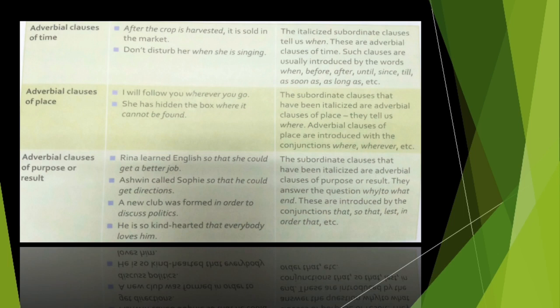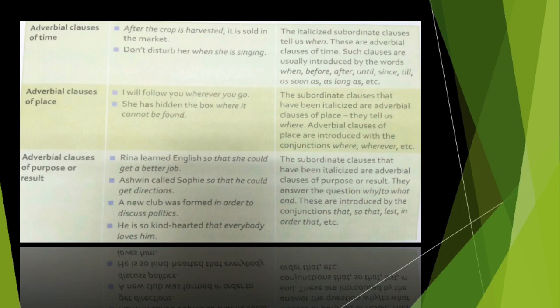Okay. Next we are having adverbial clauses of purpose or result. क्या purpose था उस चीज को करने का? Let's see. Reena learned English so that she could get a better job. So this was the purpose. So that she could get a better job. ये उनका purpose है ना English learn करने का. Right? So it will be adverbial clause of purpose.